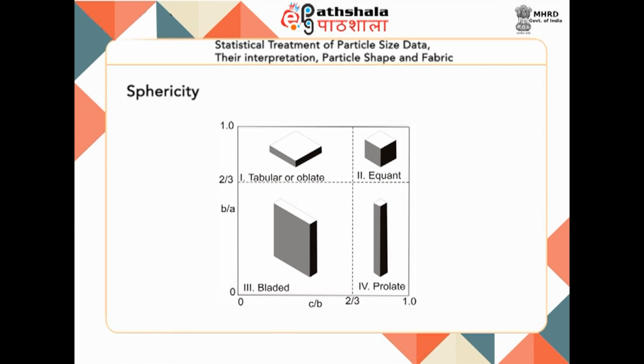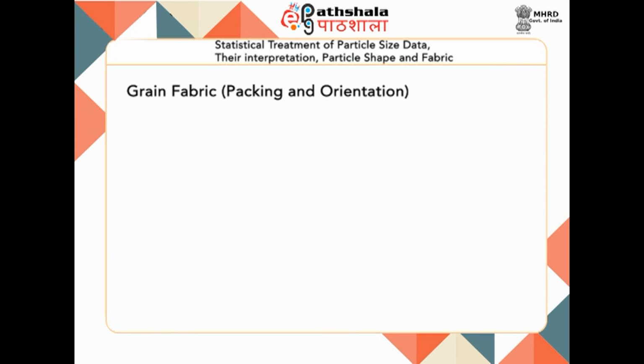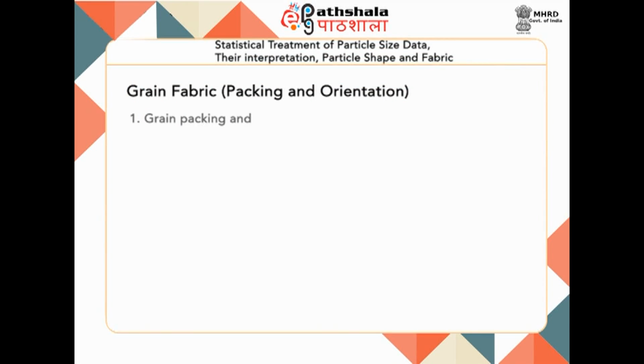Now, coming on to the grain fabric, or the packing and the orientation of the grain. What is grain fabric? The grain fabric refers to the way the constituent particles of a sediment body are mutually arranged. There are 2 elements which guide the fabric of a sedimentary rock: 1, grain packing, and 2, grain orientation. Now, what is grain packing?